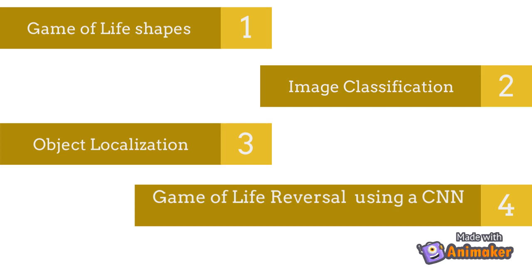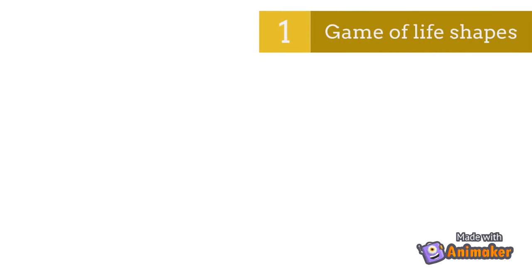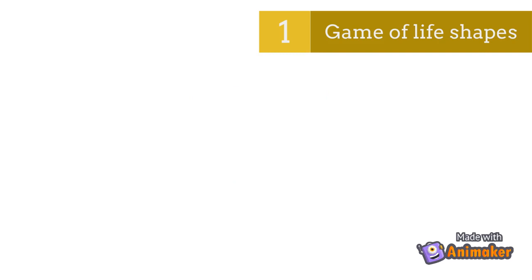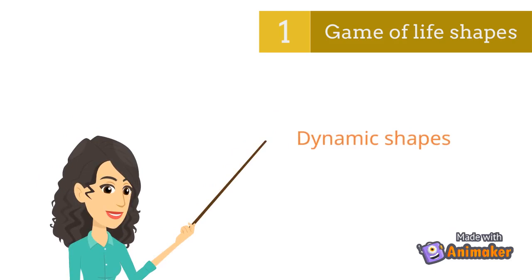Cellular automata are discrete models that have cells inside a grid. These cells follow certain rules over time. The Game of Life is a cellular automaton game with zero players, and it was created in 1970 by a British mathematician called John Conway. Each cell has two states. If it is alive, then its state is 1, or if it is dead, then its state is 0. There are two types of Game of Life shapes: dynamic shapes and static shapes.